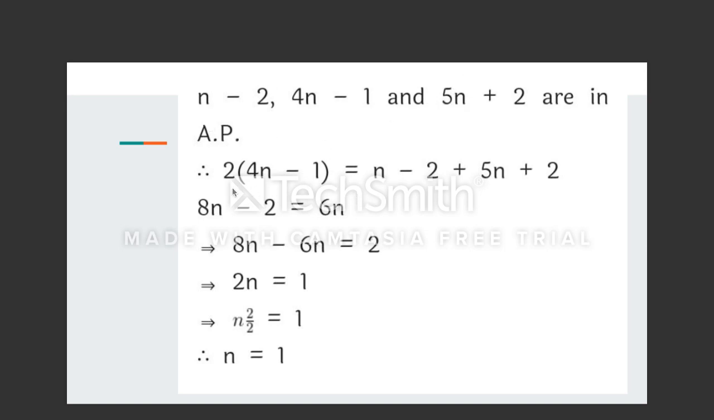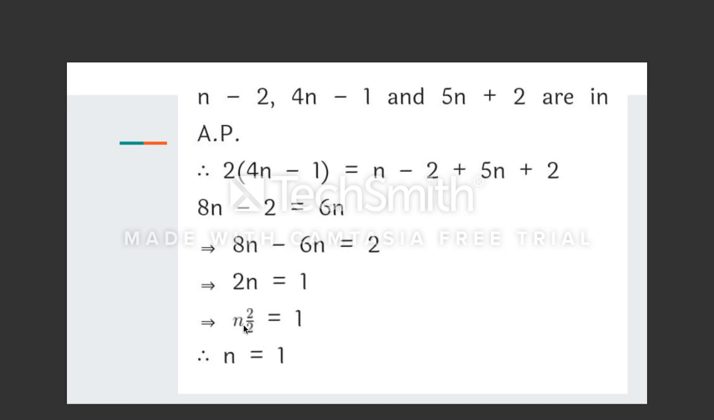So let's work it out. Twice the middle term, 4n minus 1, equals n minus 2 plus 5n plus 2. So n and 5n add up to 6n, minus 2 plus 2 simply gets cancelled. 4 twos are 8n, 2 into minus 1, sorry, minus 2. So shift this minus 2 to the other side, take 6n here, it becomes 8n minus 6n, minus 2 becomes plus 2. 2n is equal to 2.